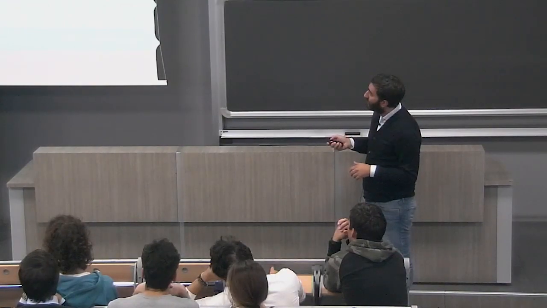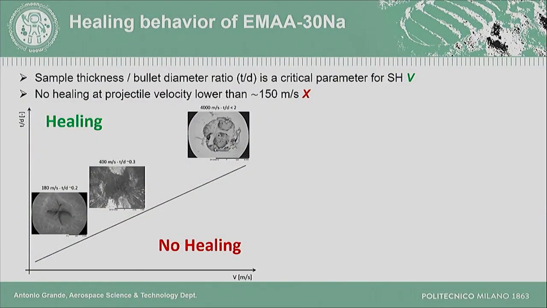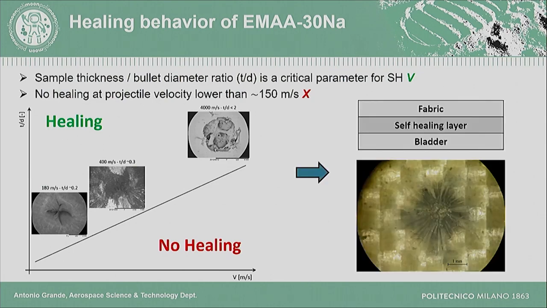Then we create this kind of chart, putting together the velocity and the critical ratio for healing with the two regions for healing and no healing. We take our material and we create a stacking sequence, mimicking the space suit configuration. We have our fabric, the external part, we have the self-healing layer, and we have the bladder. We may re-perform the test, and also in this case, there were good self-healing properties. So the material is able to seal and repair this kind of damage.